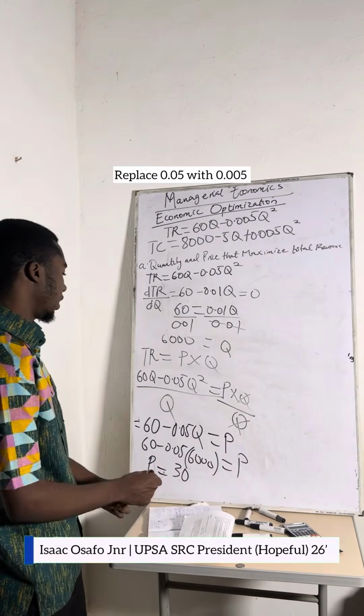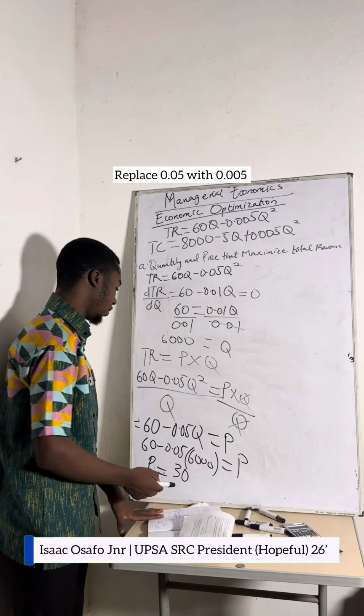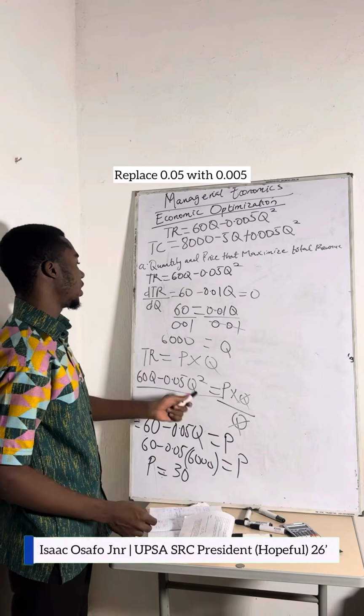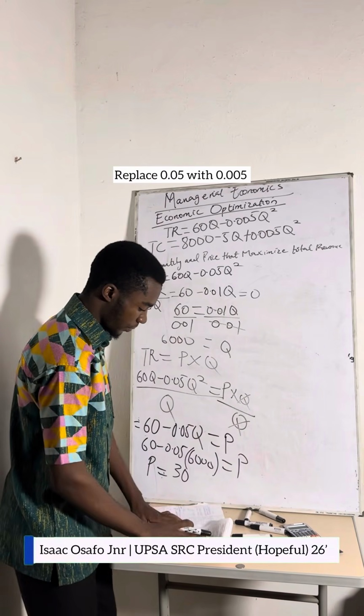You get it? So our P is 30. All this will give us 30. So the price that will maximize the firm's total revenue is 30 cedis, and the quantity is 6,000 units. I hope you get it. All right, now let's move on to the B.